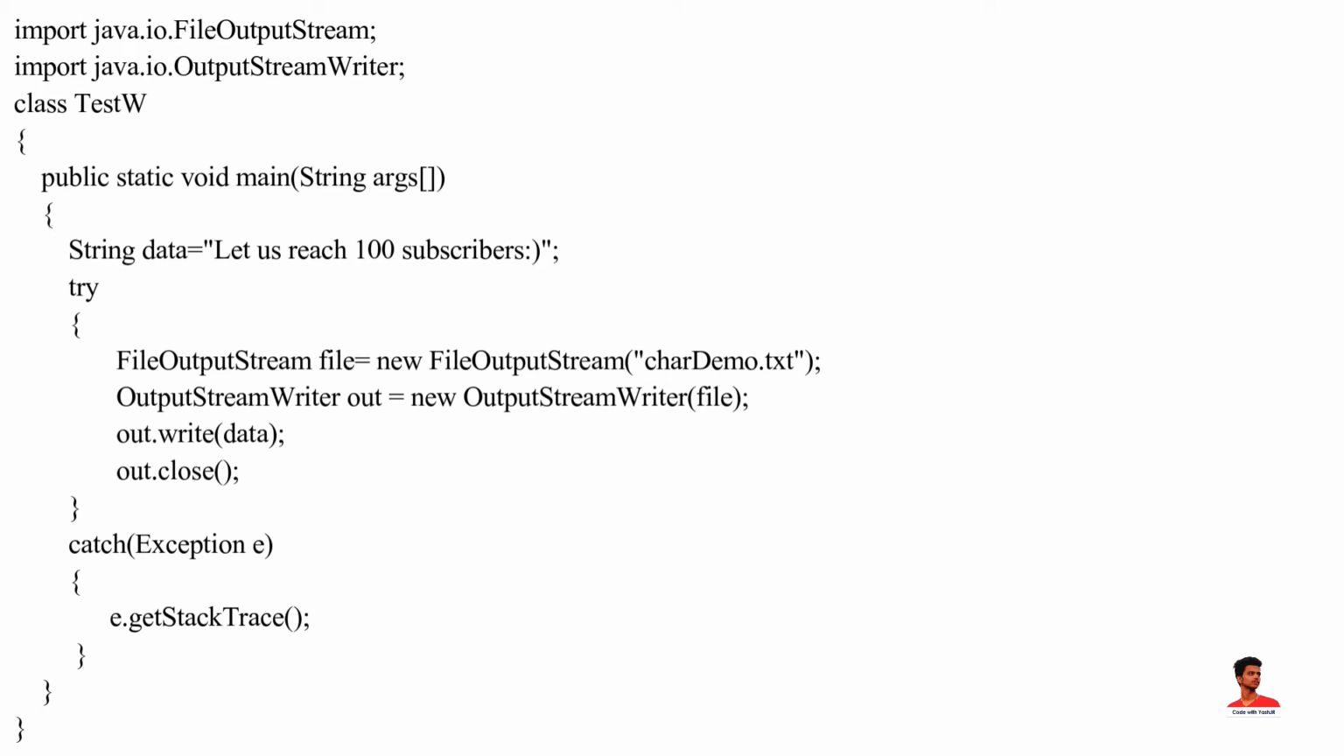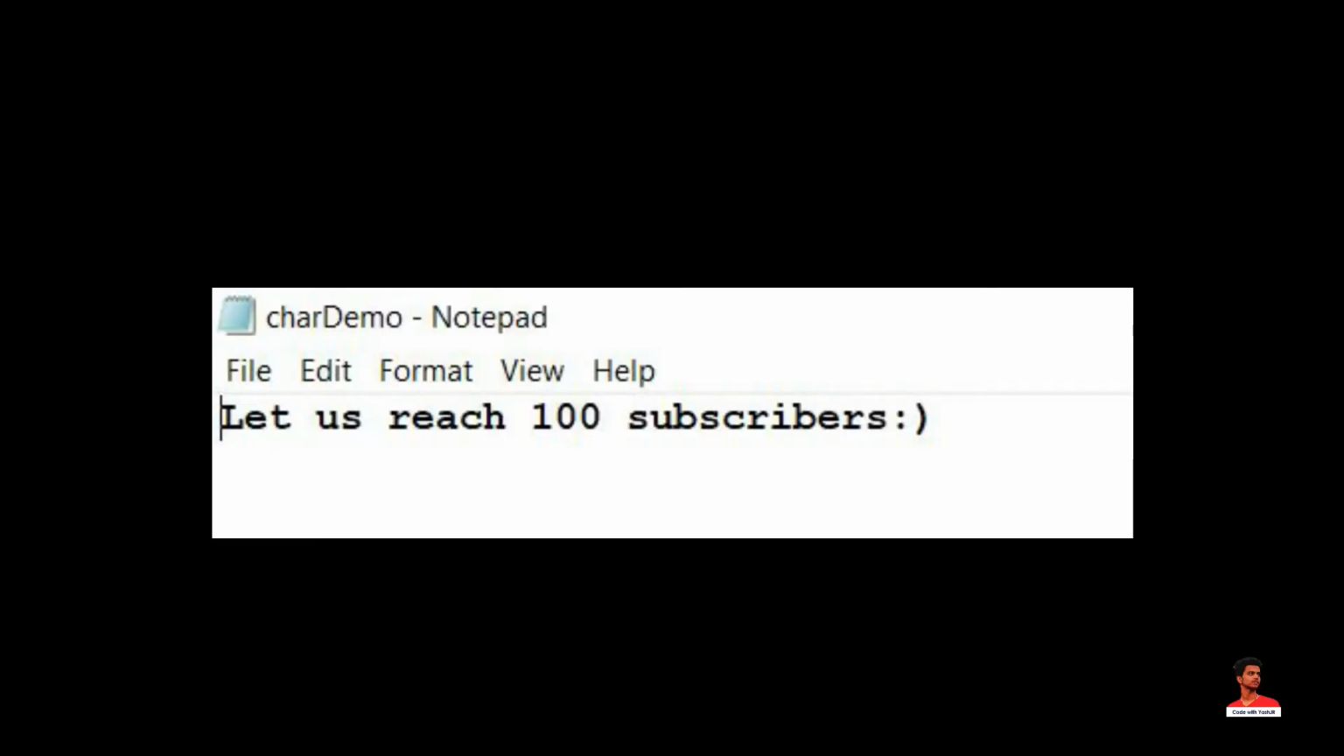In this example, we have created an OutputStreamWriter using the FileOutputStream. The OutputStreamWriter is linked with the char-demo.txt file. To write data to the file, we have used the write method. When we run the program, the char-demo.txt file is filled with this content.